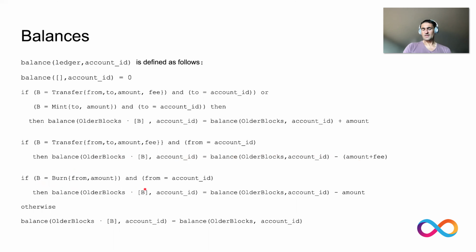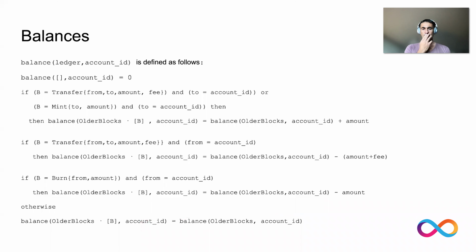Finally, burning is similar. If the last block in the ledger is burning funds from a certain account, then the balance of that account is whatever the balance was after processing all of the blocks but the last one, minus the amount that is specified to be burned from that account. And otherwise, if this block does not involve this account ID, so it doesn't burn from or transfer to or from it, then the balance is whatever balance the account had up to this point.